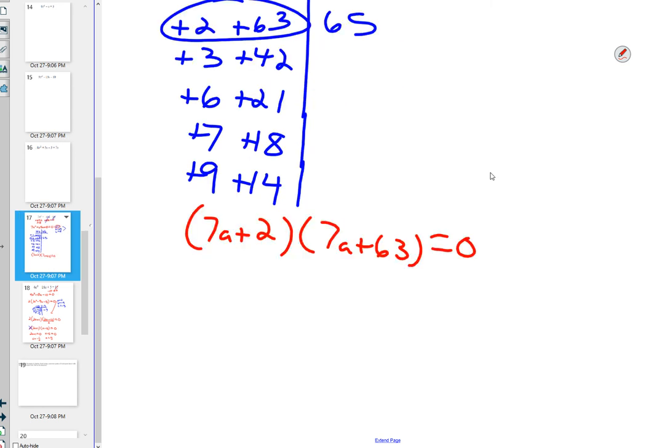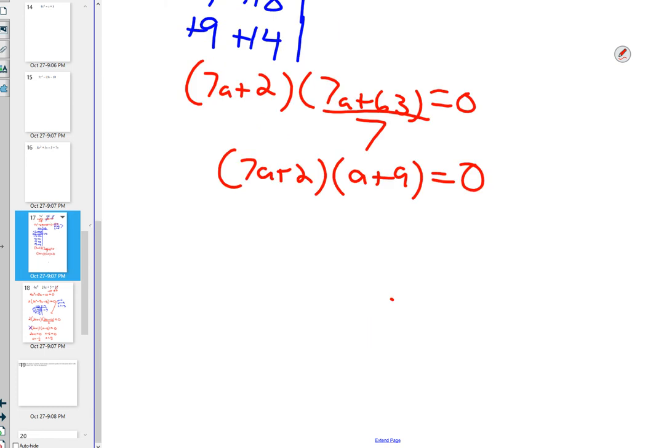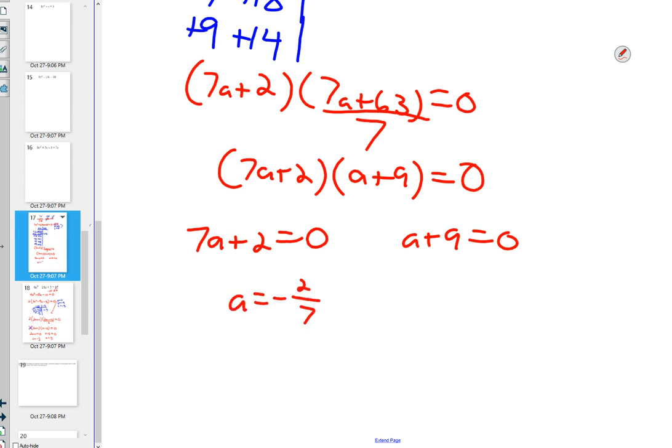Can either of these be reduced? Yeah, the last one by 7. So we get 7A plus 2 and A plus 9. Make each one equal to 0. So 7A plus 2 is 0, A plus 9 is 0. I know that my A's look like 9s and vice versa. A is negative 2 over 7 and A is negative 9.